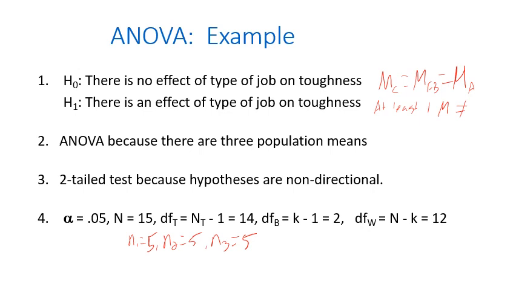Degrees of freedom total is n total minus 1. Our n total is 15, so it's 14. Degrees of freedom between is the number of groups minus 1. There's 3 groups, so it's 2. Degrees of freedom within is either going to be degrees of freedom total minus between, 14 minus 2 equals 12, or it's our n total minus our number of groups. Our n total is 15, groups is 3, so that's 12 as well.